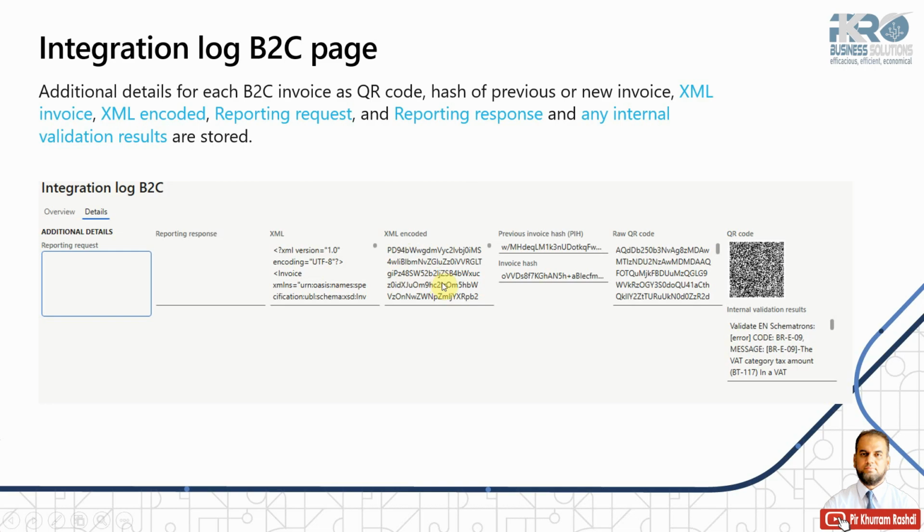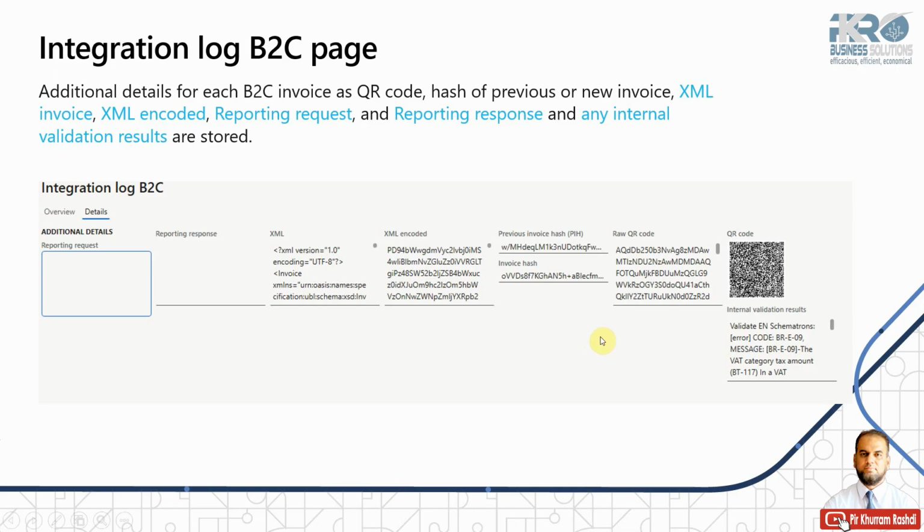Then we have a previous invoice hash, which is also a security feature, and the current invoice hash. Within this, it will already check whether both are correct or not. Otherwise, the ZATCA portal, FATOORA portal, will not accept it.